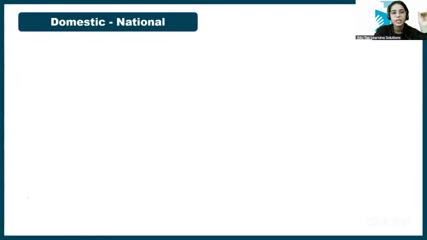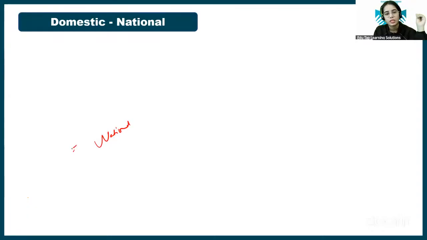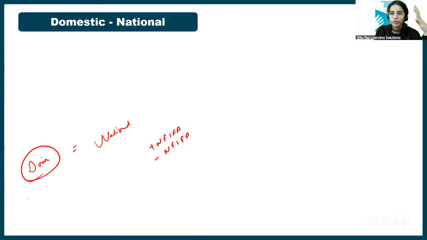Okay. Now national to domestic, if you have to go from national to domestic, what do you have to do? Should we add the net factor income from abroad or should we deduct it? Just use your common sense and think that domestic production. We are talking about the production in the domestic area. So we should deduct the net factor income from abroad, because we are talking about domestic income. Okay. So net factor income from abroad will be deducted.